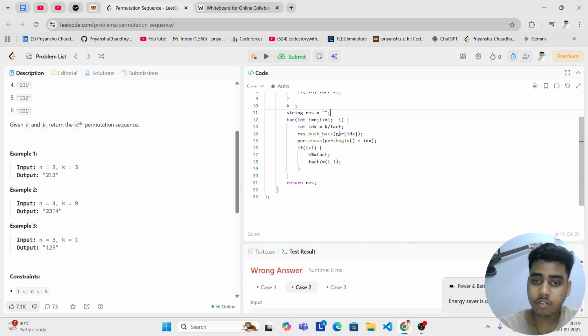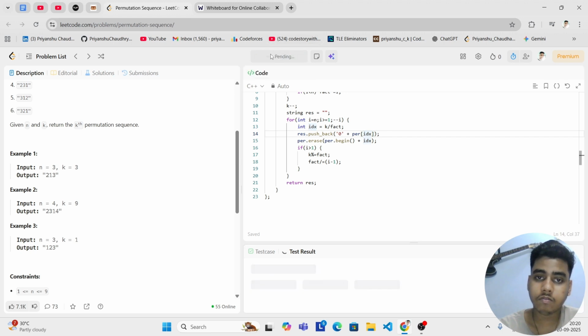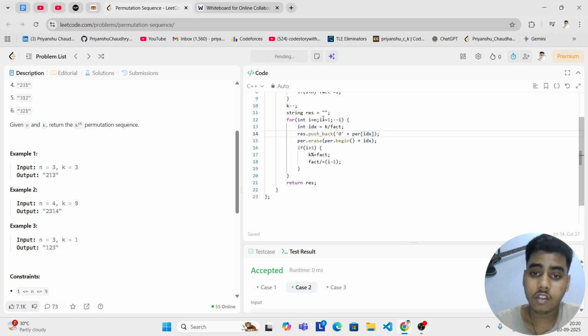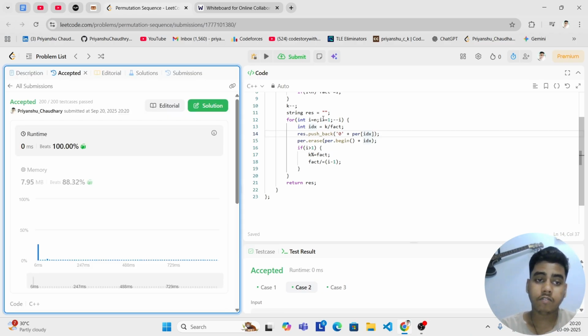So before pushing back, we should make sure that this is a character. All right, so we should add '0' here. This will convert this integer into a character. So if I now run this, it is passing, and now if I submit this, we can see that we have solved this problem successfully.